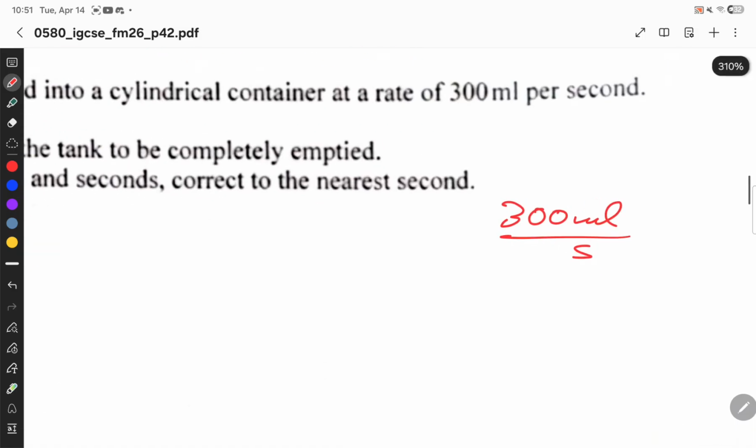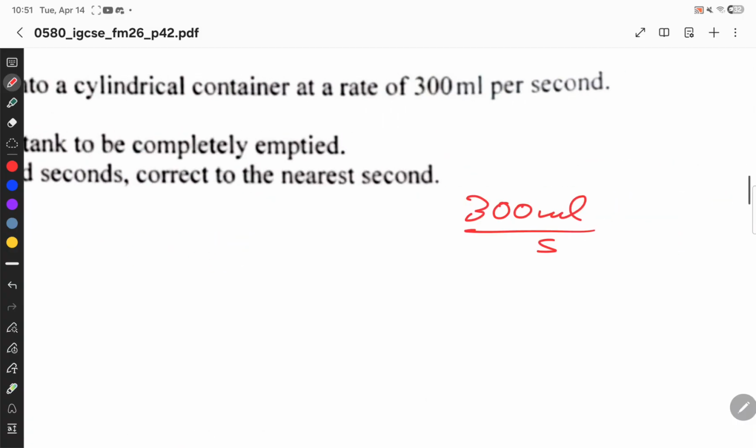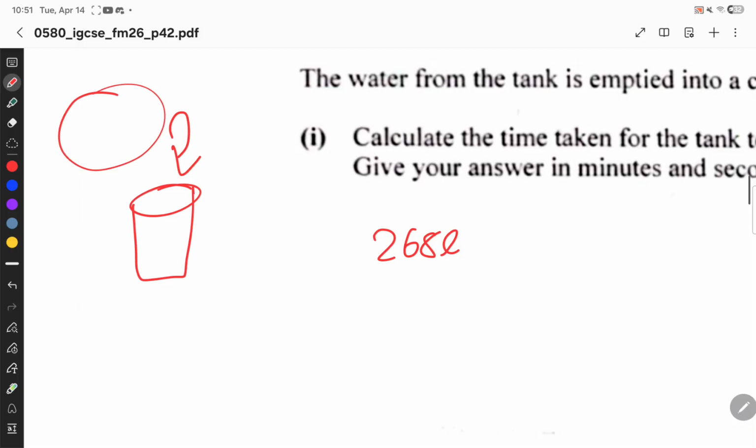This is our rate. Let's convert this. No, it'll be messy. How about this into liters? So this is 0.3 liters a second. Okay, if we divide this, you'll get seconds on top. So 0.3 liters a second.